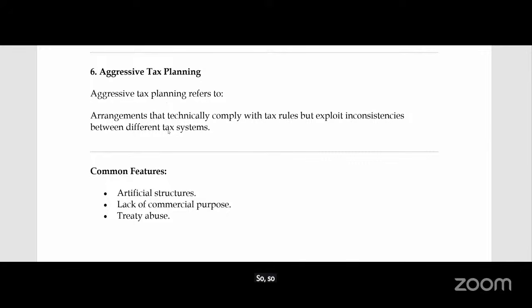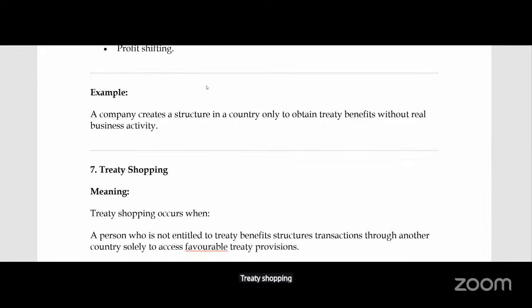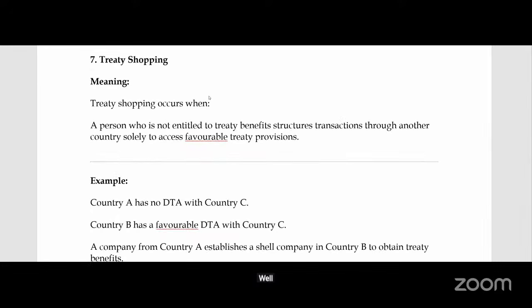Yes. But then we have something called aggressive tax avoidance or aggressive tax planning, where you use unapproved methods. You're using things that the law may not really know about, just to reduce your tax liability, like artificial structures or things that are not real, or you're abusing treaties, like treaty shopping or treaty abuse and profit shifting.